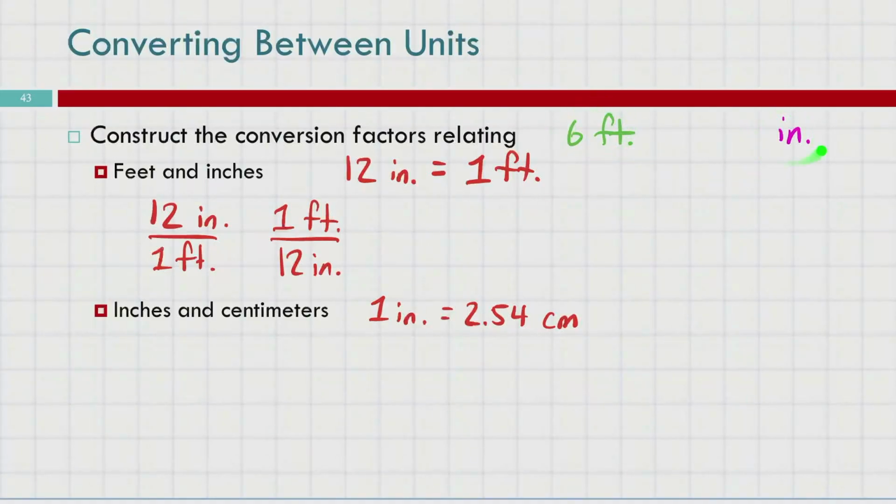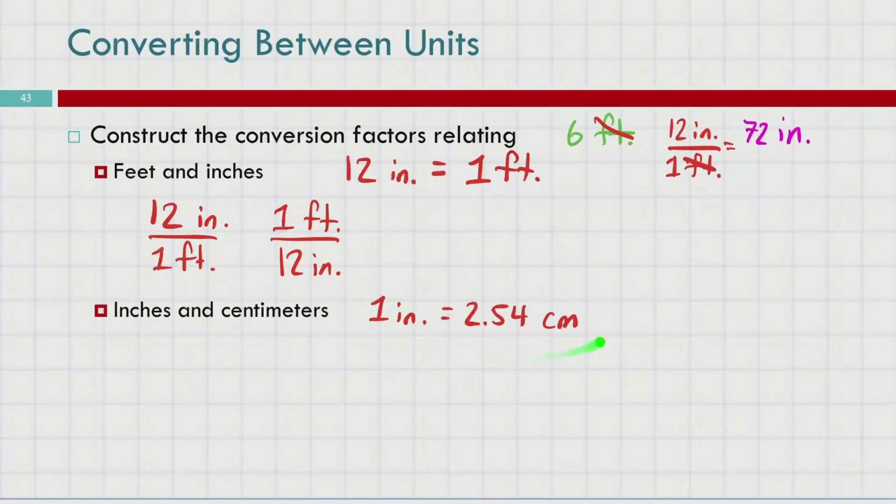So 6 feet. We want to select the conversion factor that's got feet on the bottom to cancel out the feet that we have. So we would be using this 12 inches over 1 foot. I'm probably jumping the gun a little bit here, but those feet would cancel out, and we would plug into our calculator 6 times 12 for 72 inches. This is how we might use this.